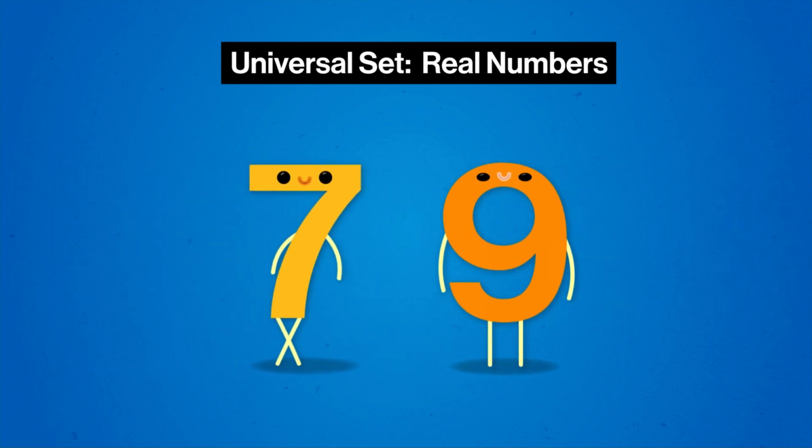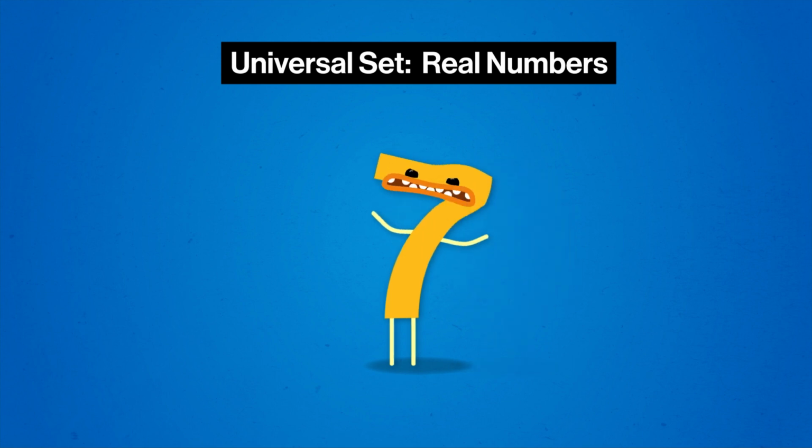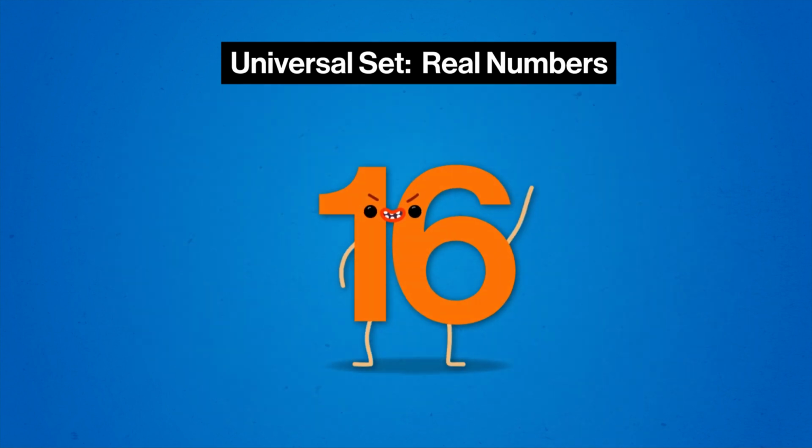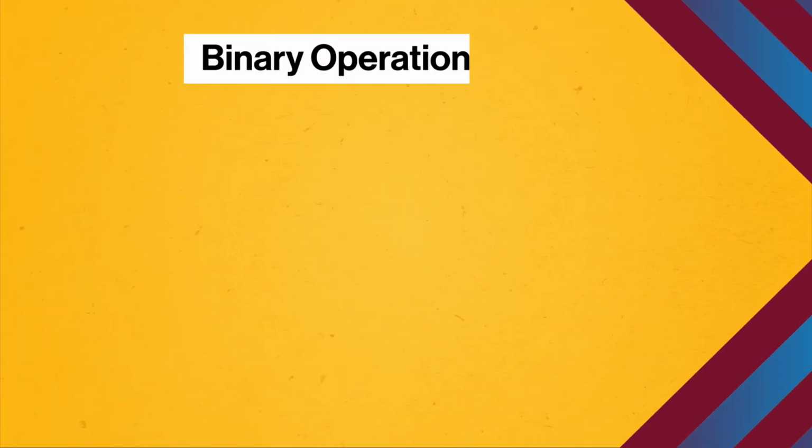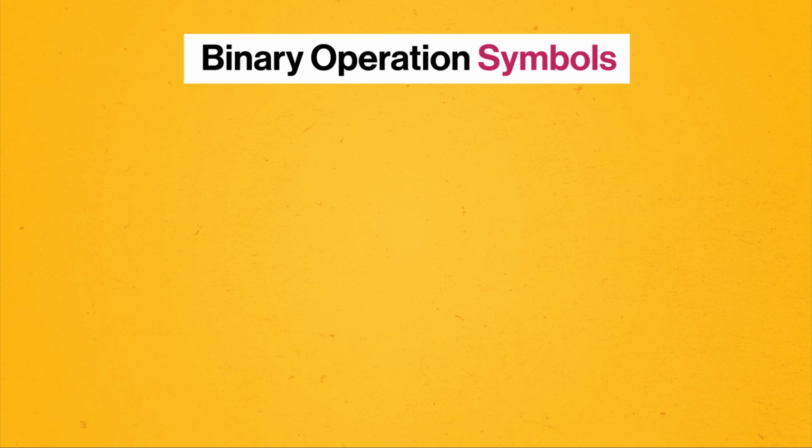Now, let's say we wanted to manipulate the numbers 7 and 9, like by smashing them together. Now we have 16, and you probably recognize that this smashing together rule has a name: addition. There are other rules we can use to manipulate real numbers too, like subtraction, division, or working with exponents. Each of these rules, or operations, tells us how 2 elements from the same universal set are related to another element within the same set, and we call each rule a binary operation. Binary operations are usually represented by a symbol. Like when we see a plus sign, we know that's standing for addition.